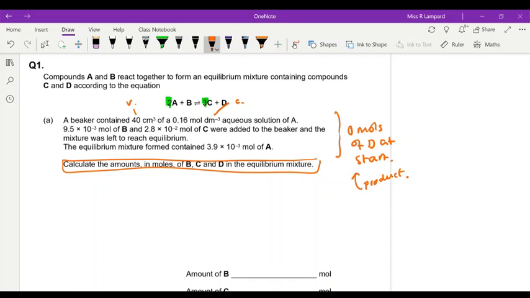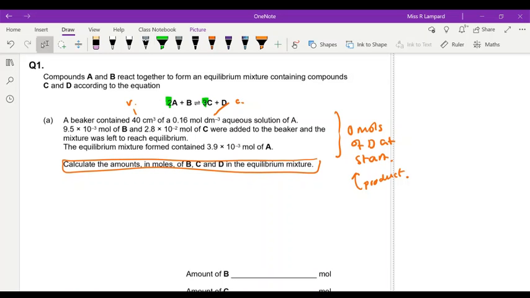C is also a product, but remember this is a reversible reaction, so once the system has reached equilibrium, the forward and reverse rates of reaction will be happening at the same rate. The equilibrium mixture formed contained 3.9 times 10 to the minus 3 moles of A. Calculate in moles B, C and D in the equilibrium mixture.